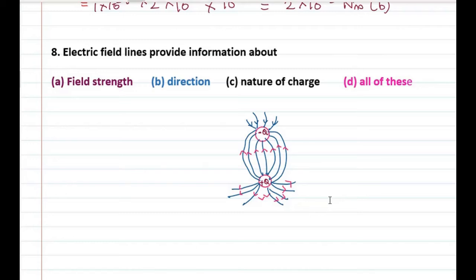So what information do you get? Field strength: when lines are closely spaced, we say that field strength is maximum. Direction: they give the direction. Nature of charge: whether the charge is positive or negative. Based on the direction, you can say the charge is negative or positive. When the field lines have the direction towards the charge, we say that the nature of the charge is negative. When it is away from the charge, we say that the nature of the charge is positive. So field strength, direction, nature of charge, all of this information is given by the field lines. Okay, it is an imaginary line.